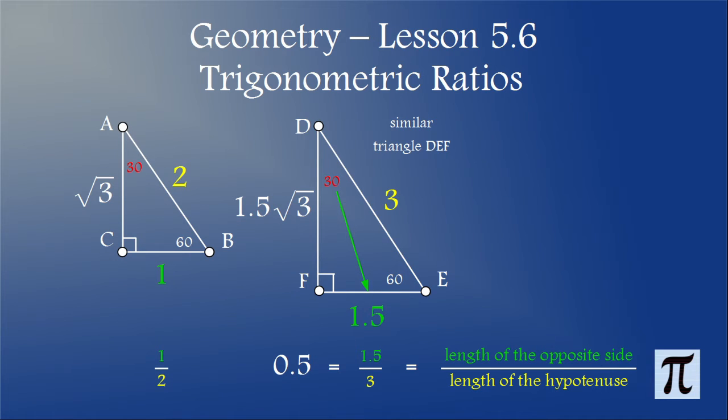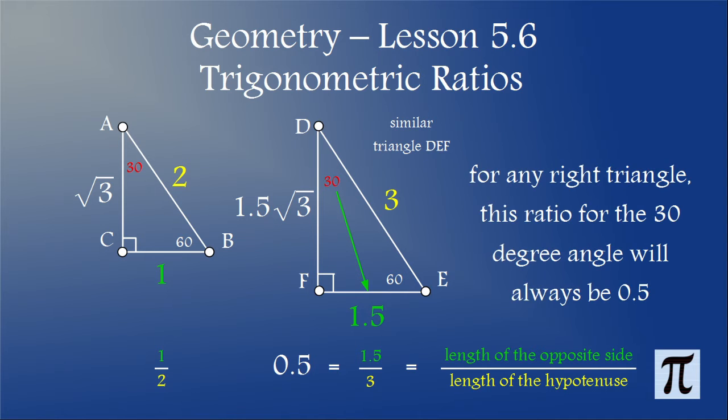If we look at the original triangle, we take that length of the opposite side, CB, and put it in the ratio over the length of the hypotenuse, and we get 1/2, which is also 0.5. For any right triangle, this ratio for the 30-degree angle will always be 0.5. So this is true for any similar triangles, regardless of how big it is.